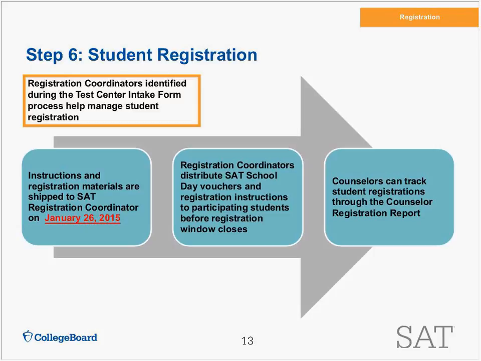The dates for the registration window: registration opens February 4th and closes April 1st. So you need to make sure that students have the registration materials so they can register between February 4th and April 1st. If something happens and you don't have enough voucher codes when you receive the materials, or students lose them or whatnot, you can contact customer service and we can help you with that process too, to make sure that you can get additional codes.